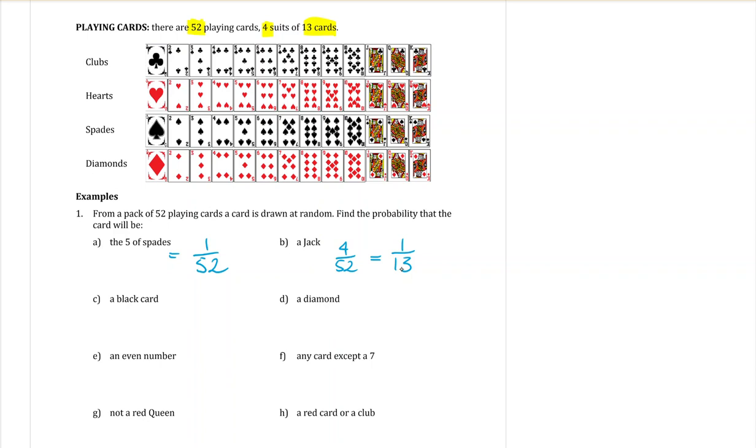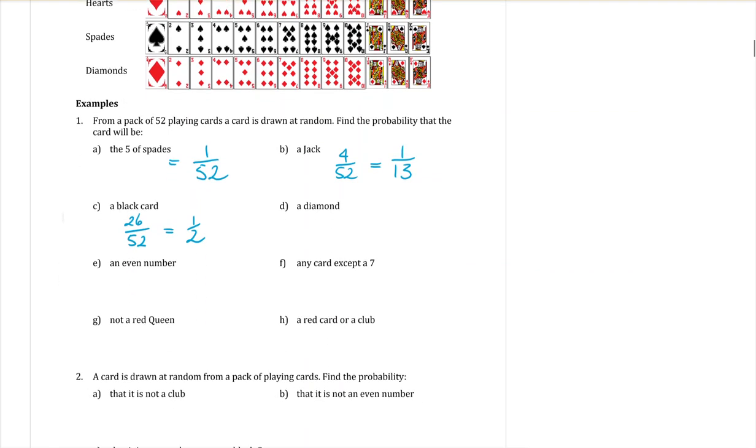A black card. I'm sure some of you could go straight to the answer of a half, and that is definitely fine. If you wanted to count them all up though, there are 26 black cards out of the 52, which simplifies to a half.